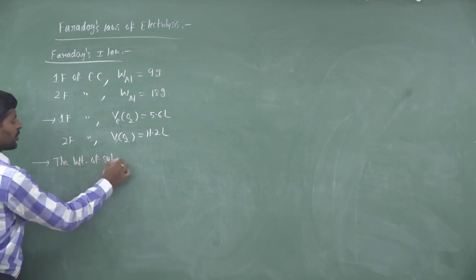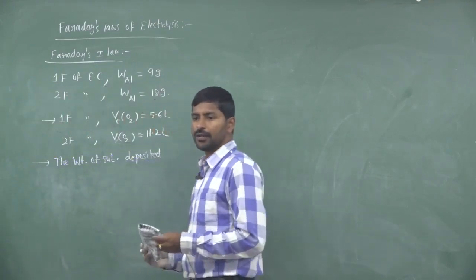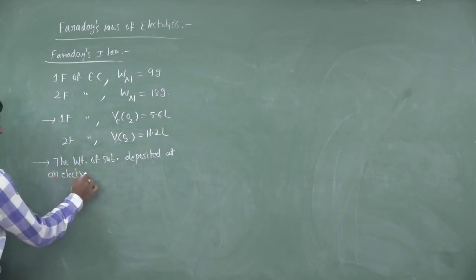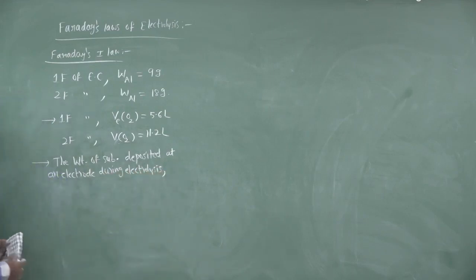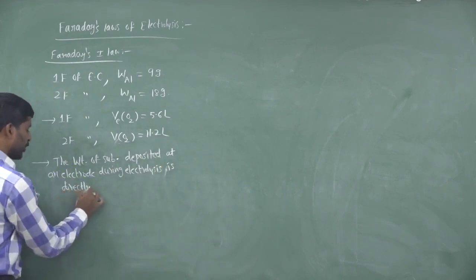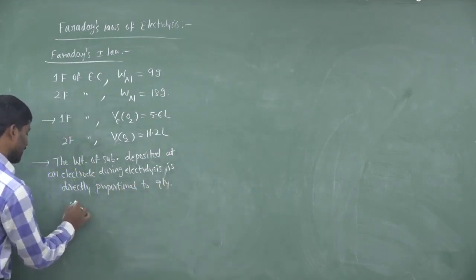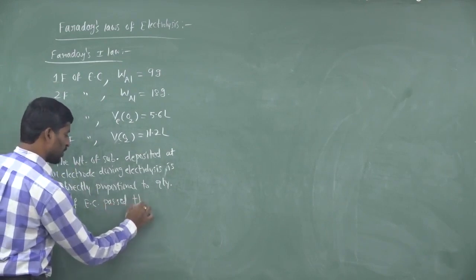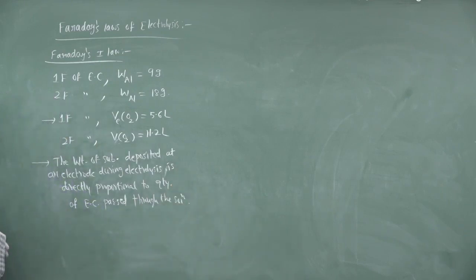The weight of substance deposited at an electrode during electrolysis is directly proportional to the quantity of electric current passed through the solution.